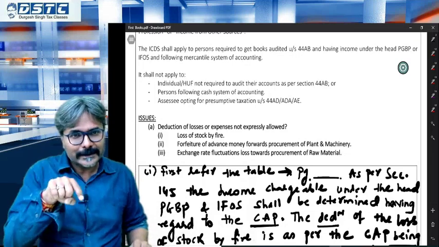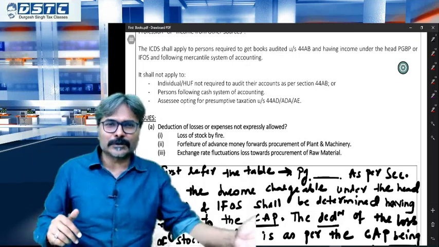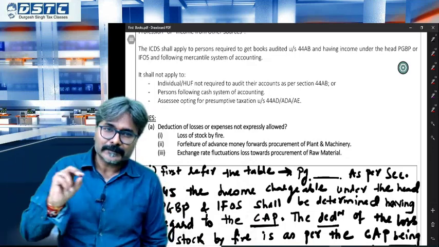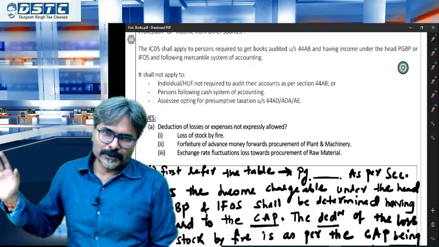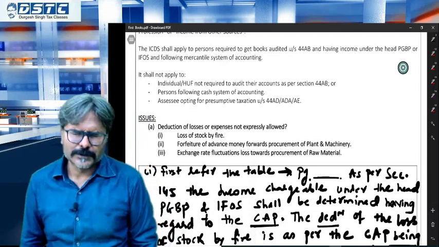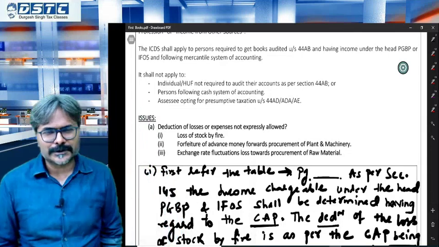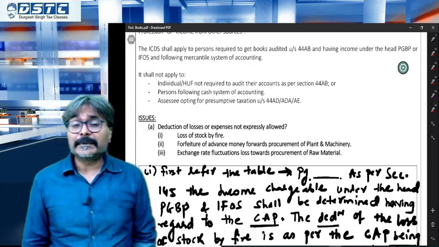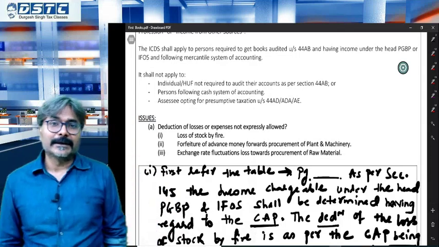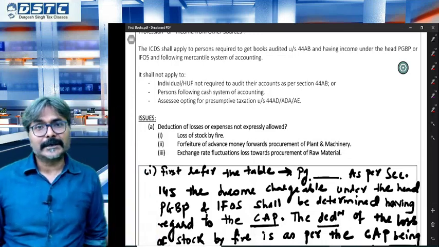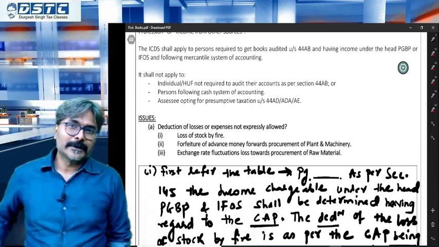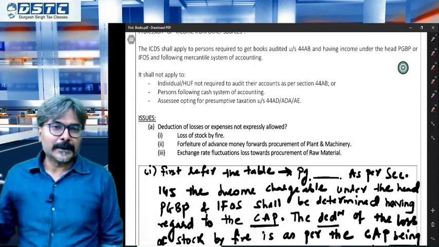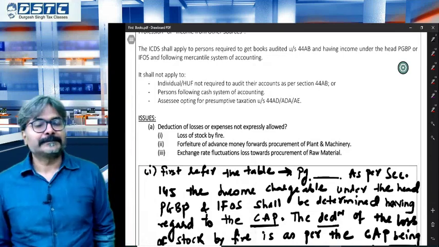In that fire, even the plant and machinery was damaged and lost. And the company claimed a debit of that particular plant and machinery in their profit and loss account. So the question, students, is whether that debit will be allowed as a deduction.